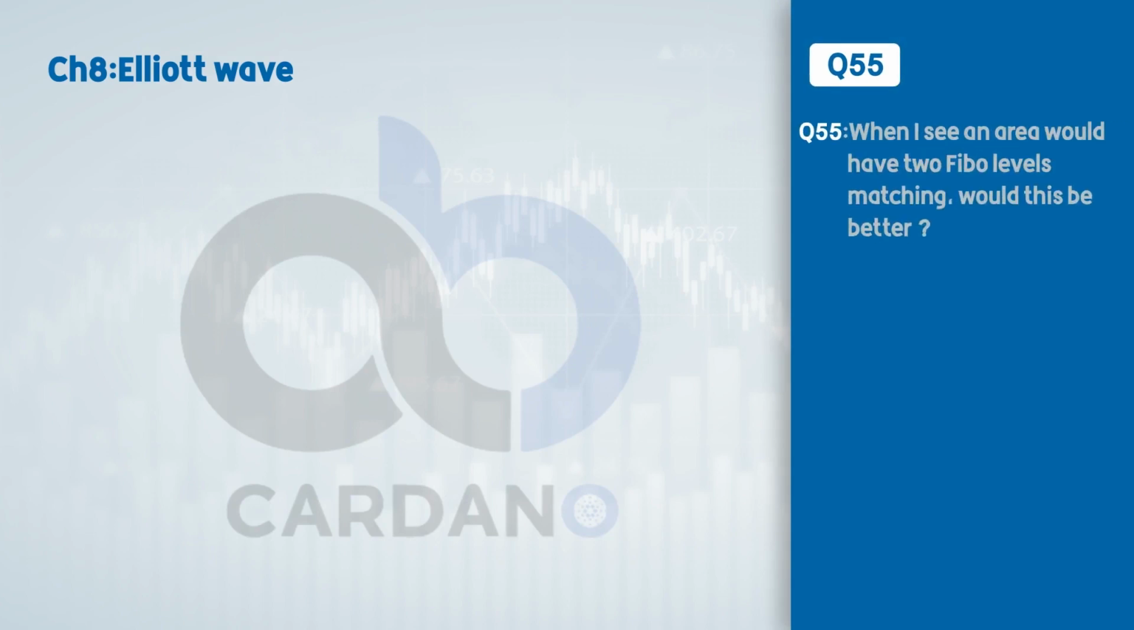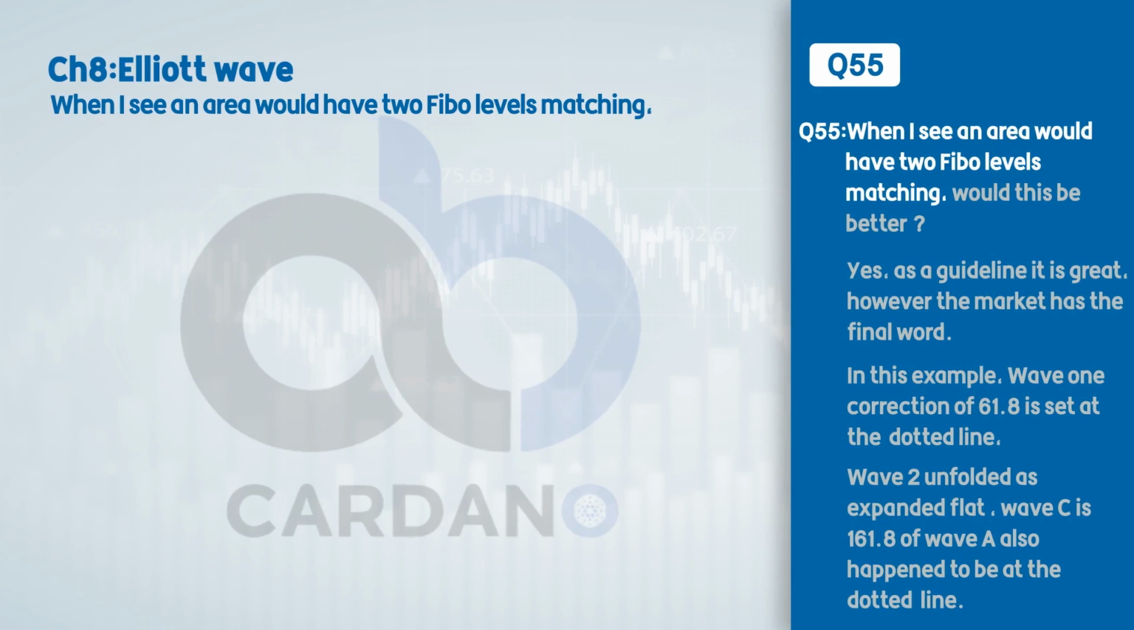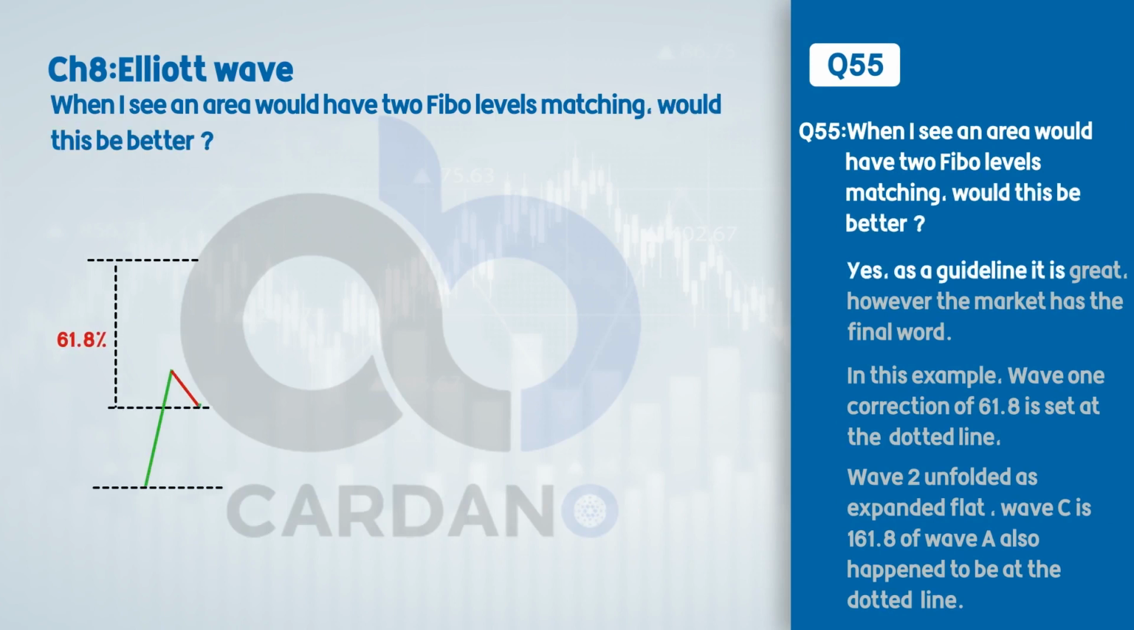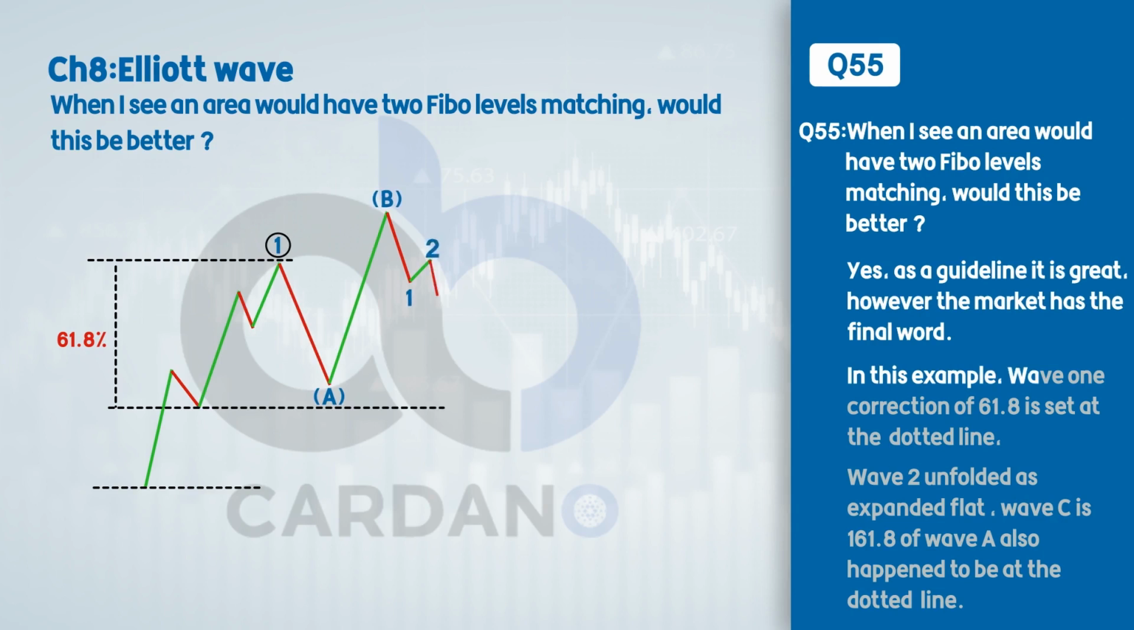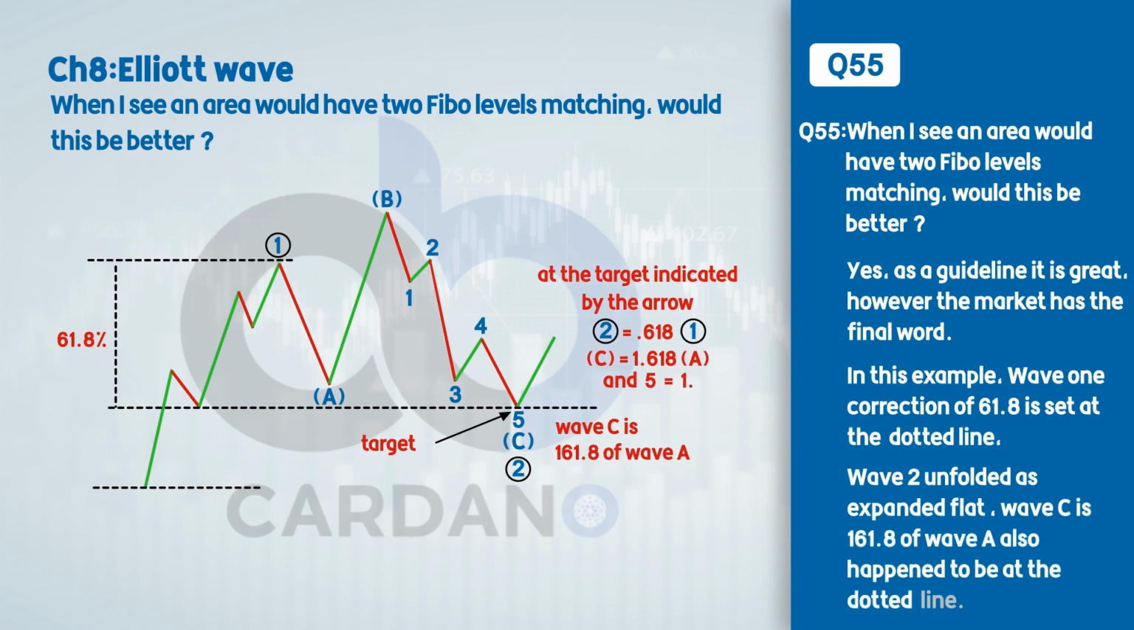Question number 55. When I see an area that would have two Fibo levels matching, would this be better? The answer is yes. As a guideline, it is great. However, the market has the final word. In this example, wave 1 correction of 61.8 is set at the dotted line. Wave 2 unfolded as expanded flat. Wave C is 161.8 of wave A, also happened to be at the dotted line.